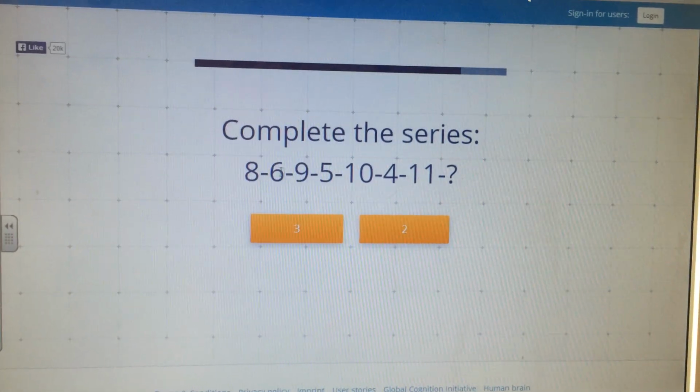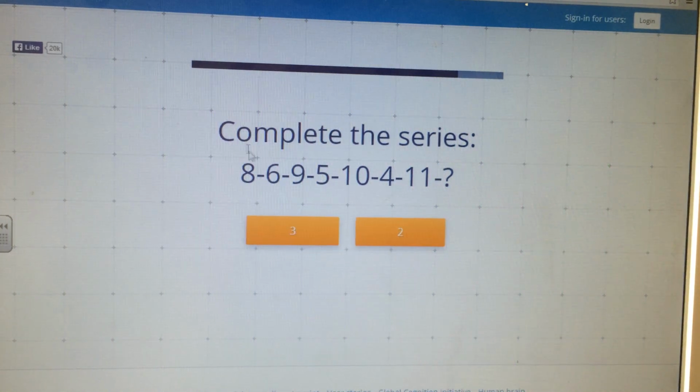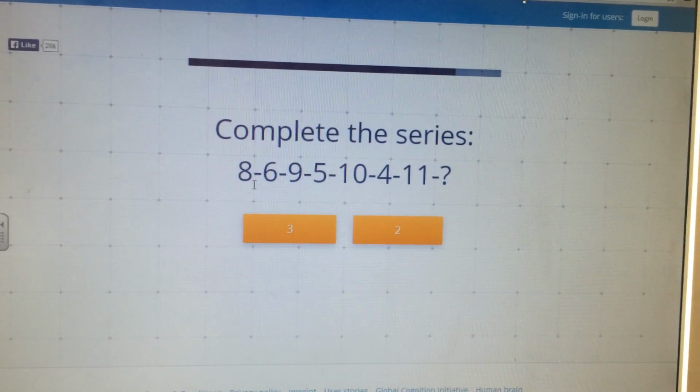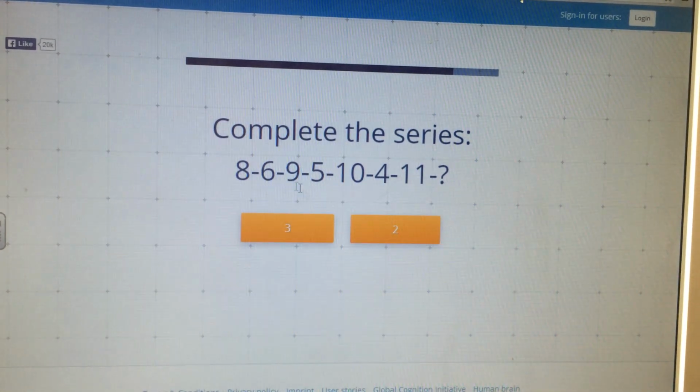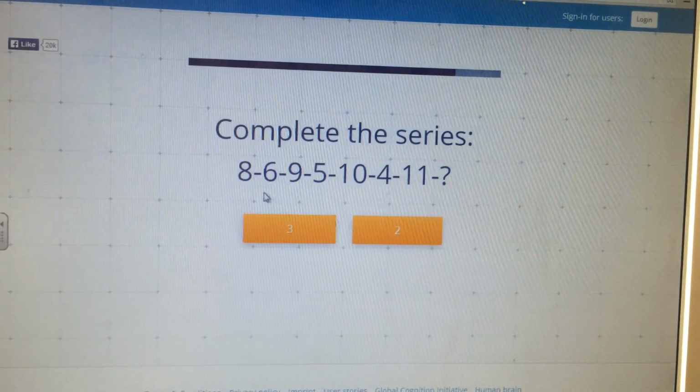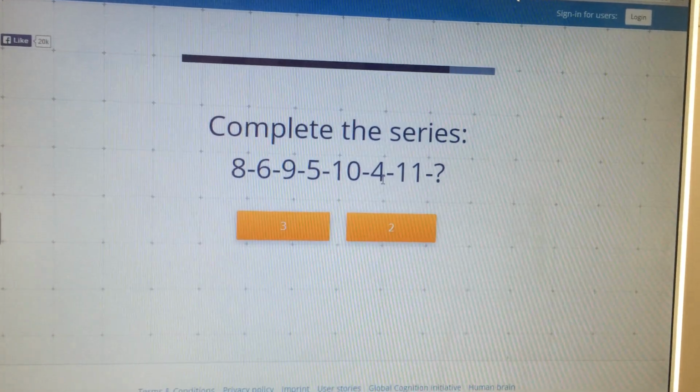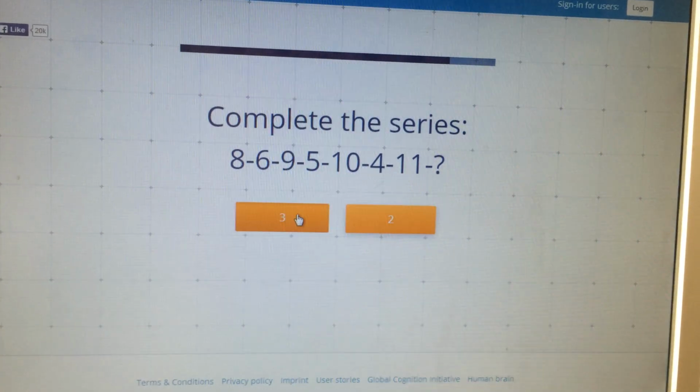Okay, with this one, the number on the left goes up 1, and the number on the right goes down 1. 8, 9, 10, 11, 6, 5, 4, 3. That's the answer.